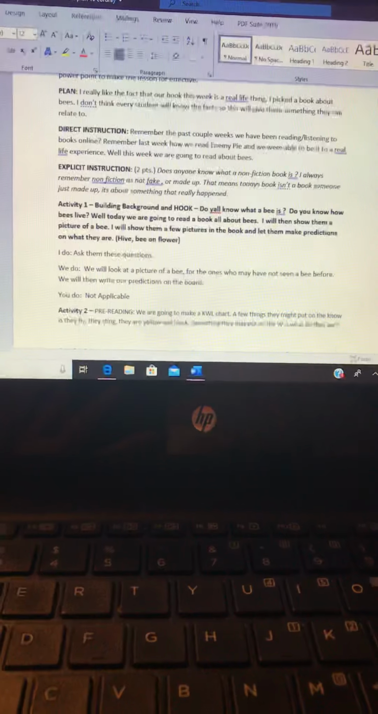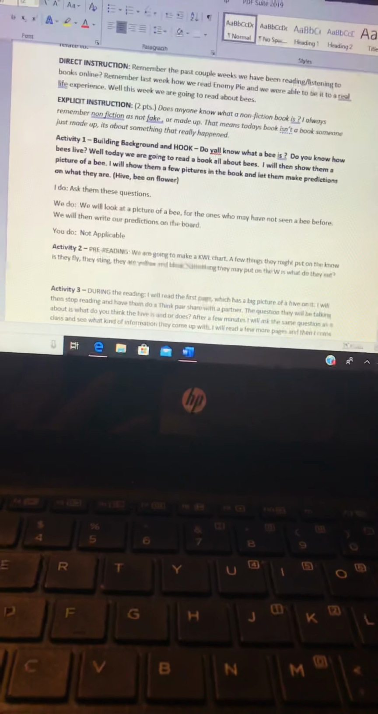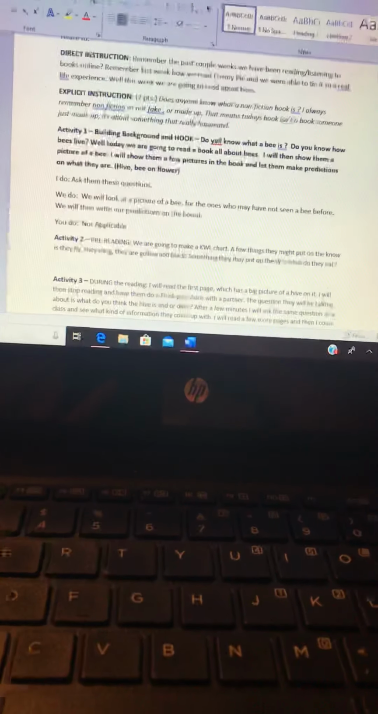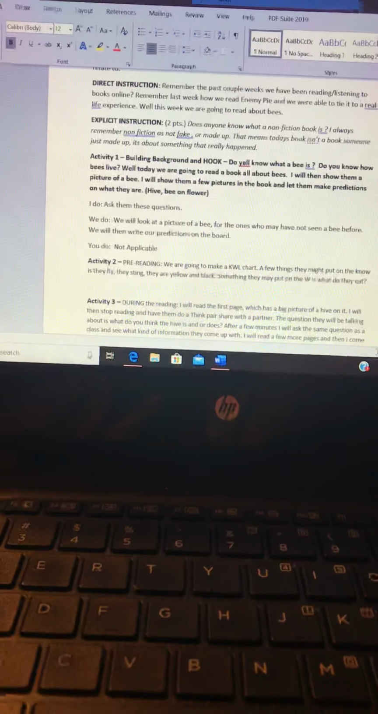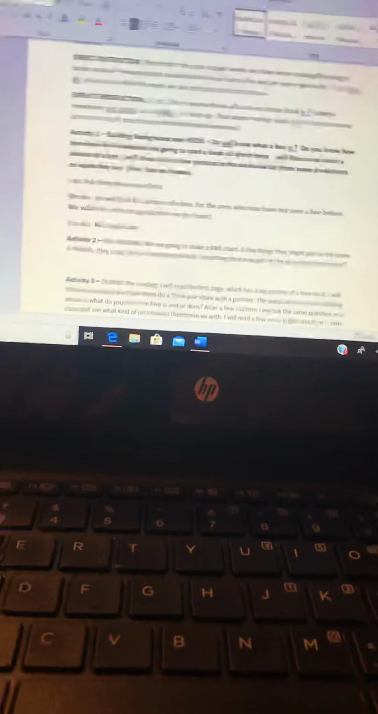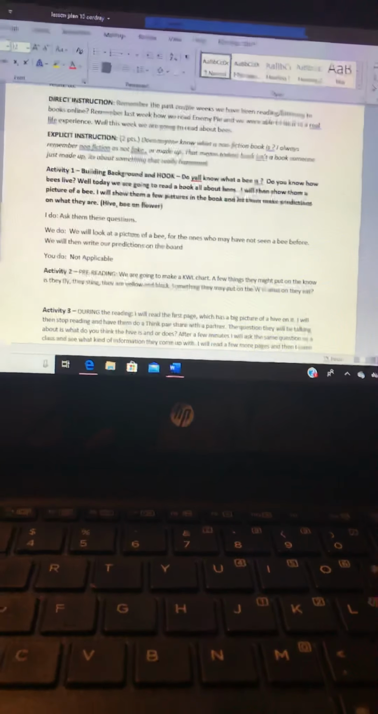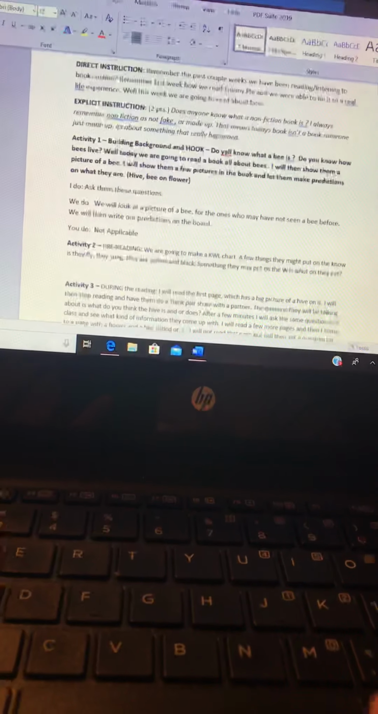But for my direct instruction, I'm going to say, remember the past couple weeks we've been reading and listening to books online. Remember last week how we read a book about Enemy Pie and we were able to tie it to real life experience. Well, this week we are going to read a story about bees. And then I will ask them if they know what a nonfiction book is and tell them that I always remember a nonfiction book is not fake or made up. That means today's book isn't a book somebody just made up. It's really about bees, like true information about bees.